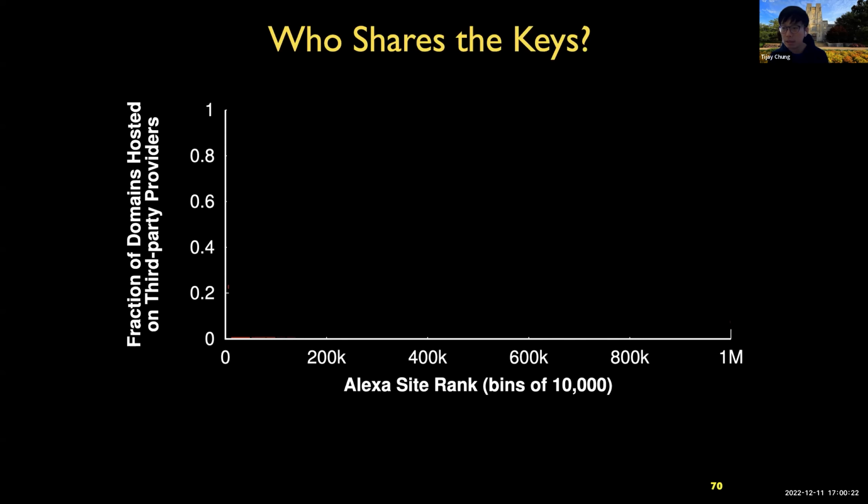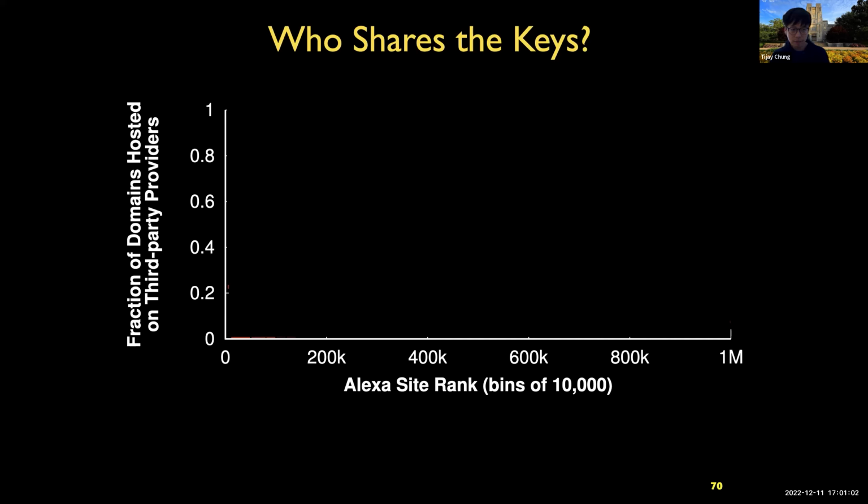And the next question is whether this key sharing phenomenon is done by popular websites, or just by a small number of unpopular websites. The x-axis is the Alexa site rank. For those of you who are not familiar with Alexa, it basically measures the popularity of websites. There are many different platforms that collect website popularity information, such as Tranco List or the Cisco Umbrella List, and others.